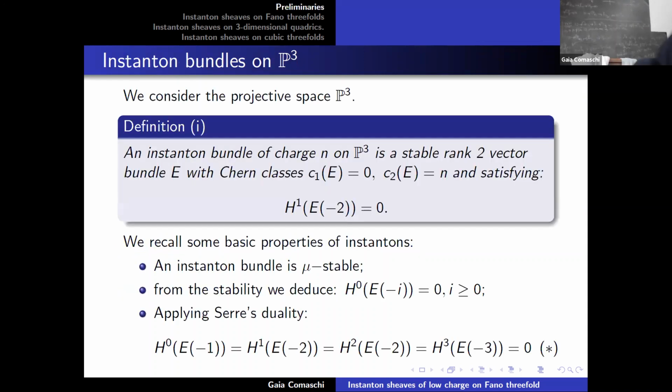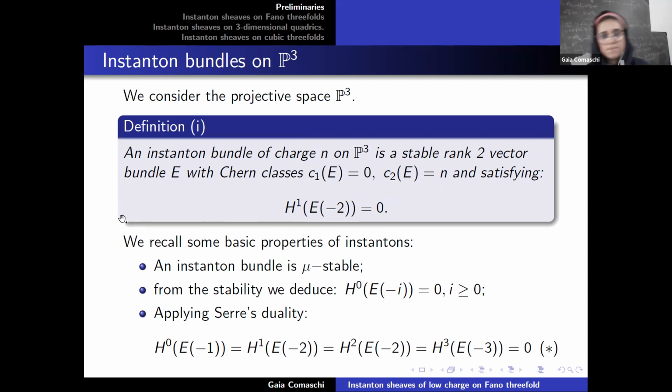So to start with, we consider instantons on the projective space. Instanton bundles were indeed originally defined on P3. And the classical definition of an instanton bundle is the following. An instanton bundle of charge n on P3 is defined as a rank 2 stable vector bundle with Chern classes c1 equal to 0, c2 equal to n, and such that we have the vanishing of this cohomology group.